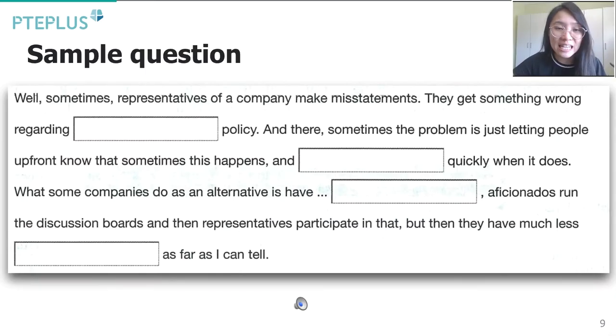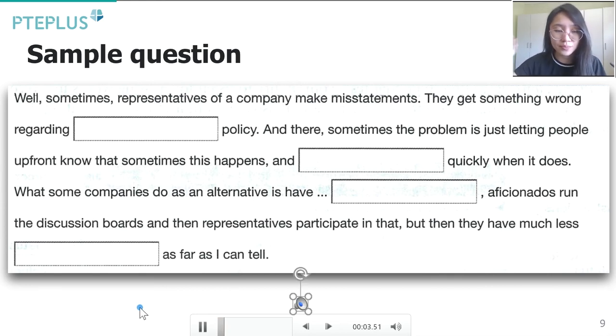So finally, let's get a feel for this question type by trying out a sample question. Now over here, if you want to be taking notes, you can pause the video, go and get your pen and paper, and then come back. Okay, now are you ready? 3, 2, 1, and go.